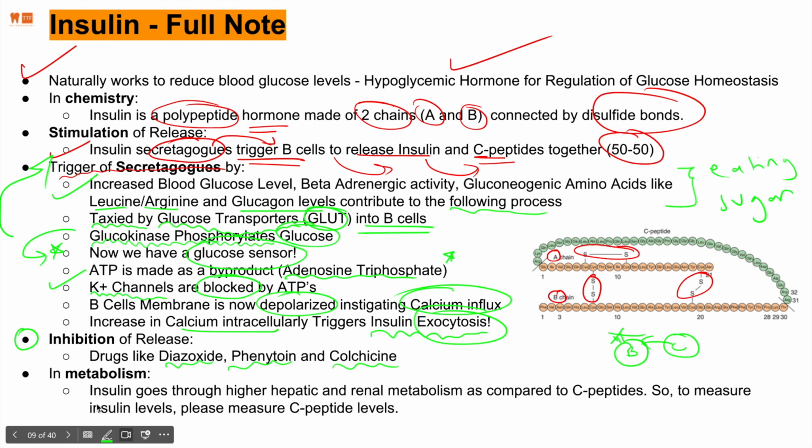In metabolism, insulin goes through high hepatic and renal metabolism. So lots and lots of metabolism of insulin takes place, but C-peptides don't. So essentially, if we want to measure how much insulin there is in the body, we can't really look for insulin levels because they're highly metabolized. You can't tell. So what do we do? We measure C-peptide levels in order to see how much insulin a person has. Now, why is that? Well, because it's produced 50-50 at the same time through B cells. That's why. So that's insulin's story.